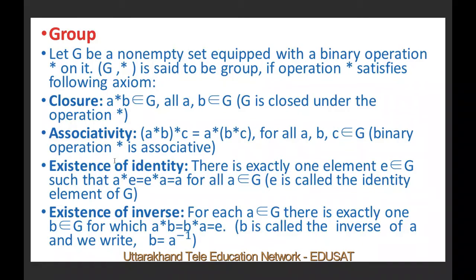Second is associativity. (a star b) star c is equal to a star (b star c) for all a, b, c belonging to G. It means the binary operation star is associative.